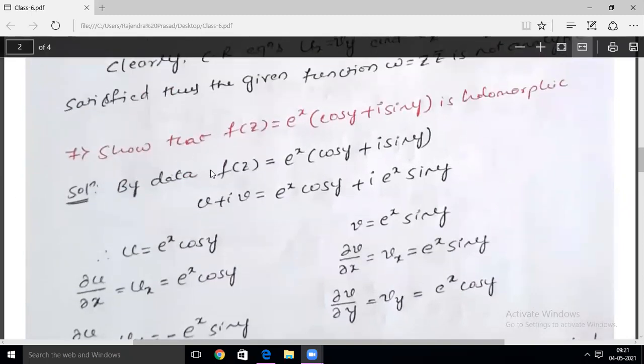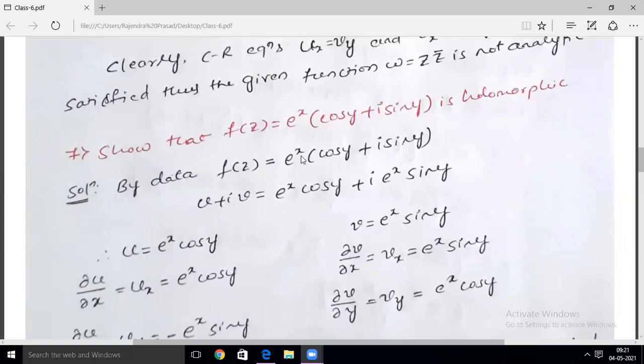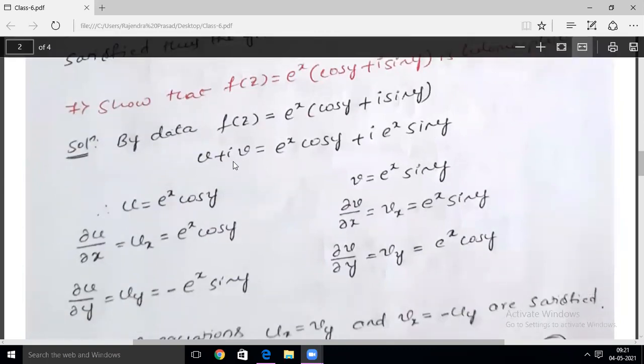So again, as usual, f of z is equal to u plus iv. We have to multiply with e power x. So e power x into cos y, e power x into i sin y, that is i into e power x into sin y. We shall take the real part and we shall take the imaginary part.